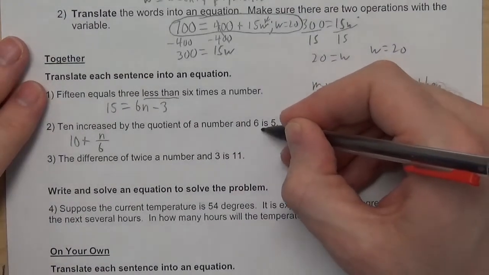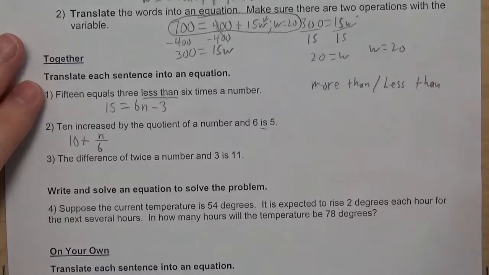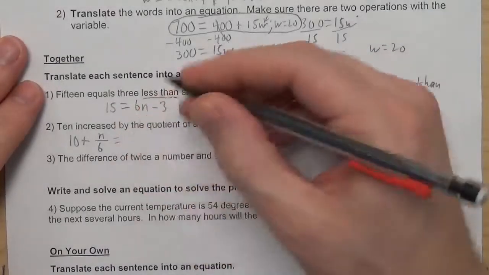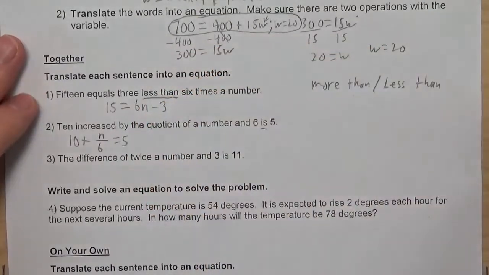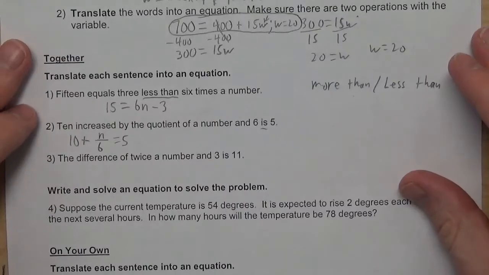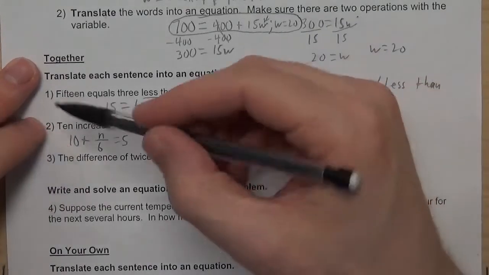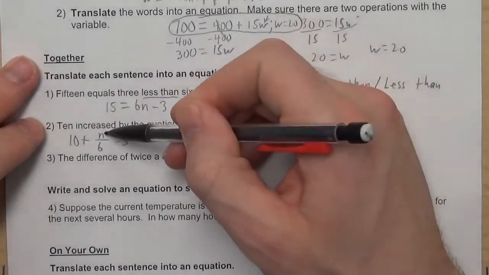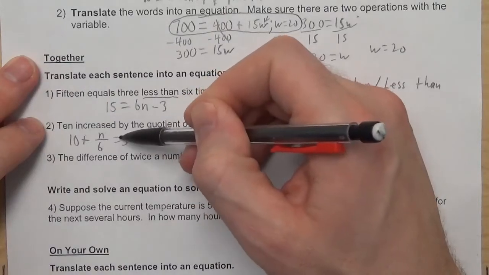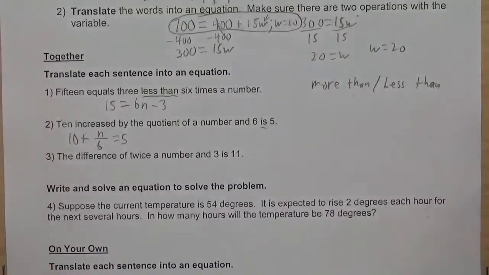Anytime, well, almost anytime you see "is," that's saying basically "is equal to," so equals 5. We just translated those words into an equation there. 10 increased by the quotient of a number and 6: n divided by 6 is equal to, or is, 5. Number 3, the difference of twice a number and 3 is 11.